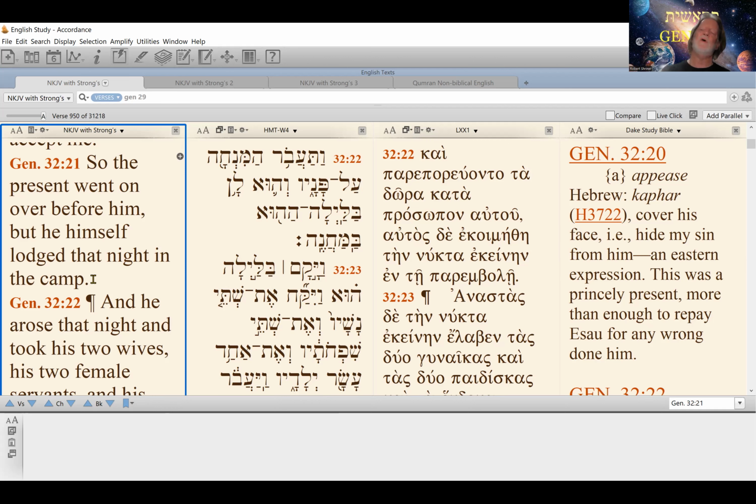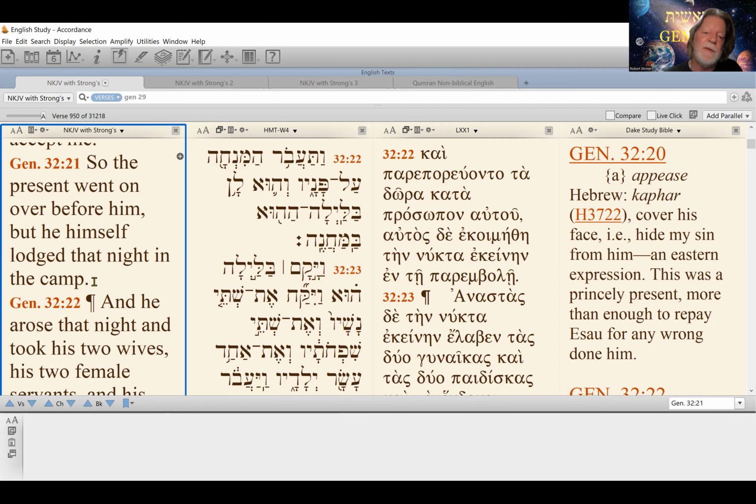But he's sending the groups, like the day before, he sends the groups on ahead to approach Esau, but he himself is still on the north side of the river with his family members.